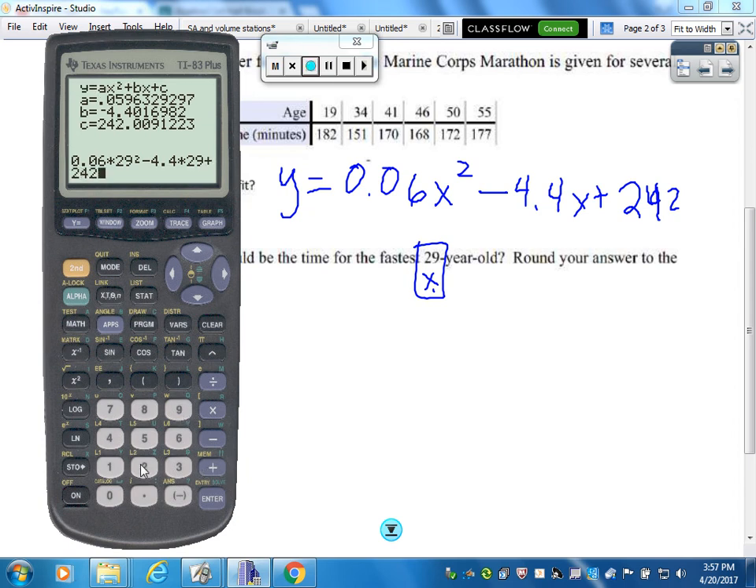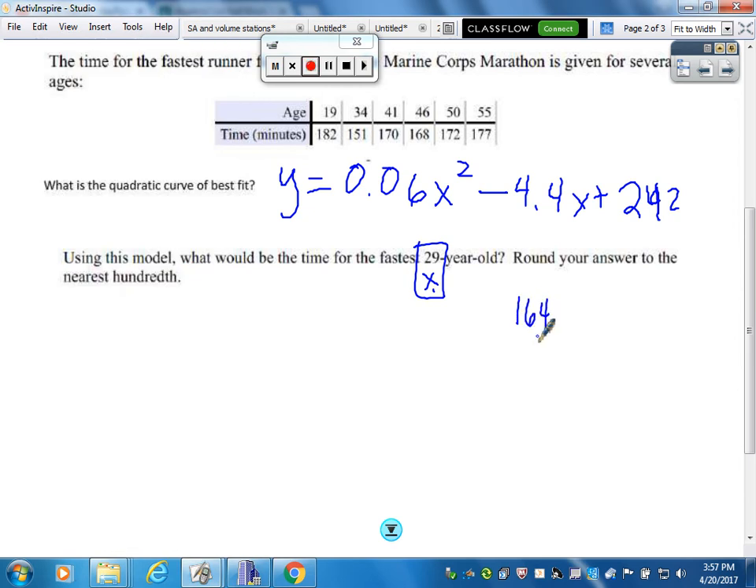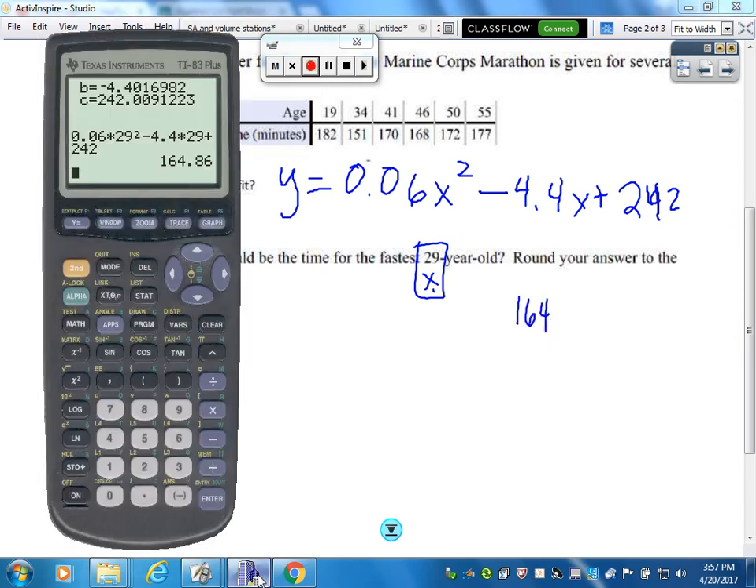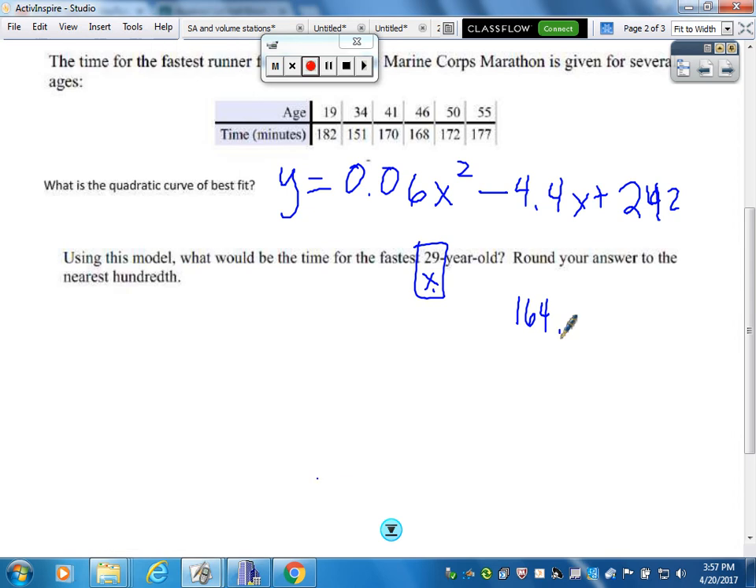So this will tell us about how fast a 29-year-old is. And he's going to finish this race in about 164 minutes. It says to the nearest 100, so let's keep going a little bit there. 0.86. All right. So there you go.